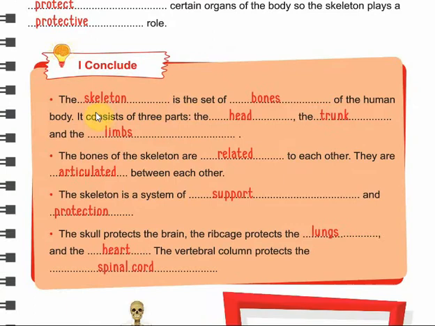Now let's read the conclusion together. The skeleton is a set of bones of the human body. It consists of three parts, as we said, the head, the trunk, and the limbs. The bones of the skeleton are related to each other. They are articulated between each other. The skeleton is a system of support and protection. The skull protects the brain, the rib cage protects the lungs and the heart, the vertebral column protects the spinal cord.